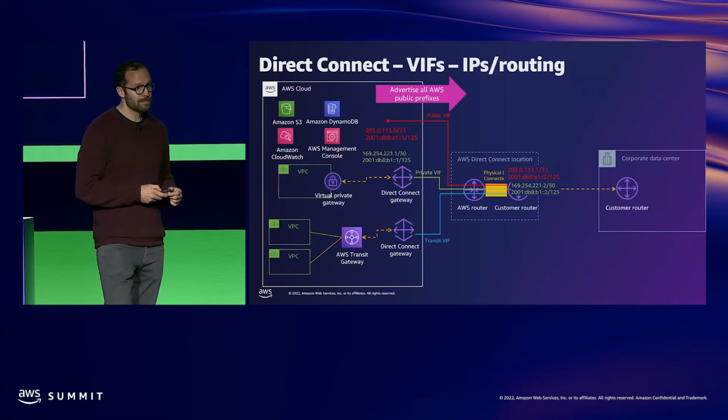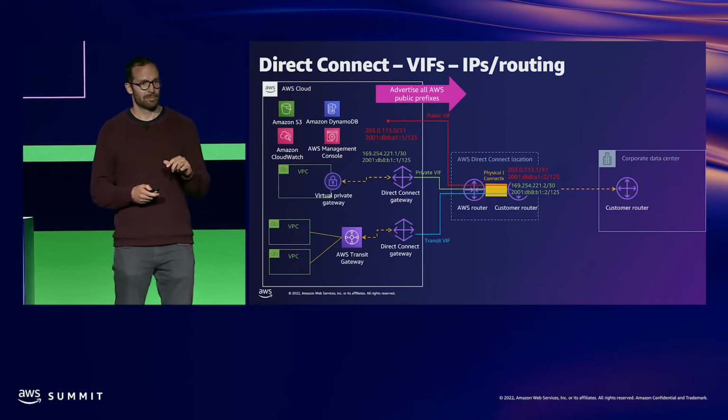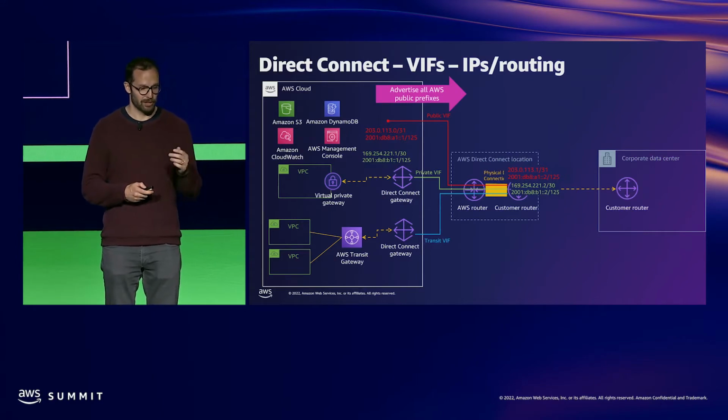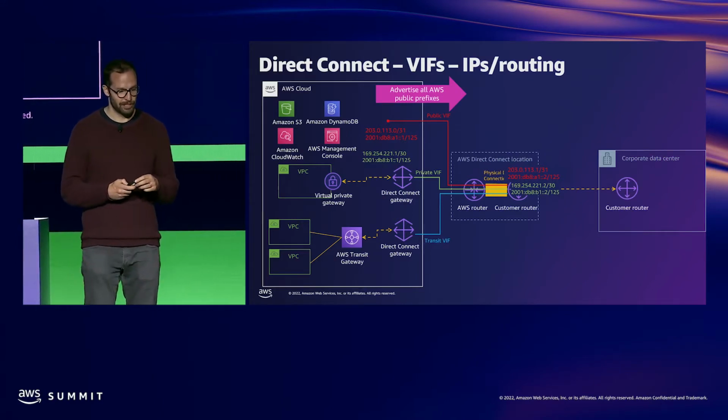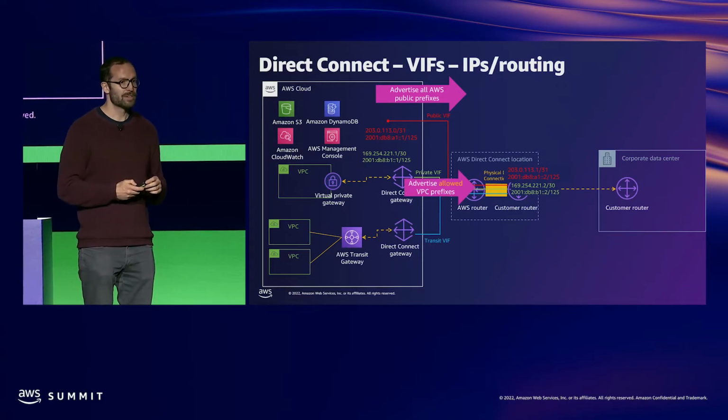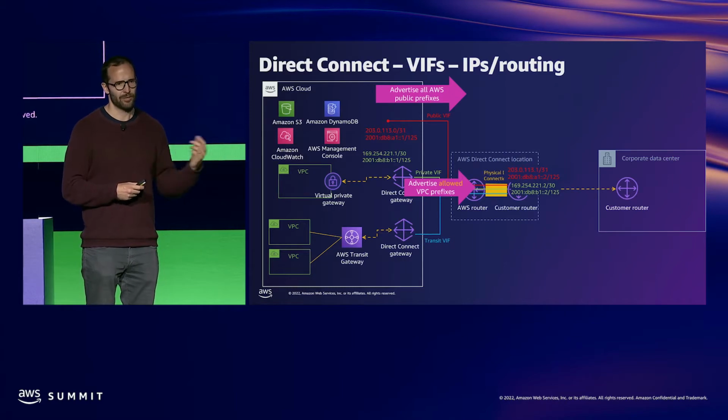On a private VIF, the point-to-point address space is private. We're actually using local addresses here for IPv6, the globally routable address space. And then the prefixes advertised from AWS are all of the VPC CIDR ranges that you've configured on the VPCs, and you can apply a filter. So you can say, maybe I don't want to see some CIDR ranges being advertised. You can filter them out.